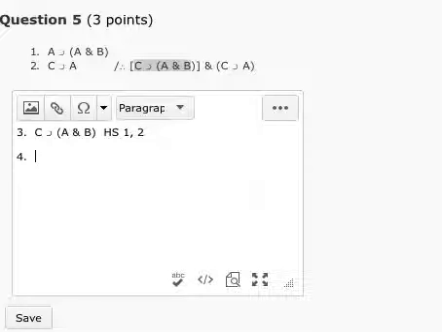And then line 4 should just go right to the conclusion, because all you have to do now is a conjunction, so the rule conjunction on lines 2 and 3. And that's it. And that's number 5.